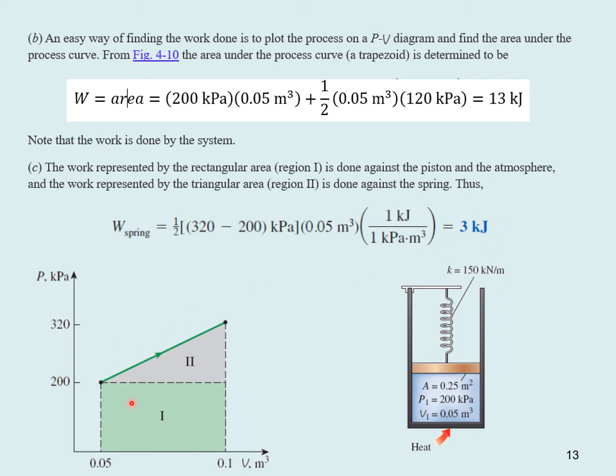You could also have calculated this area and just subtracted it from the 13. That would have worked too. The area of the rectangle is obviously 10 kilojoules. So if you subtract 10 from 13, you get the 3 kilojoules. That's another way to do it.